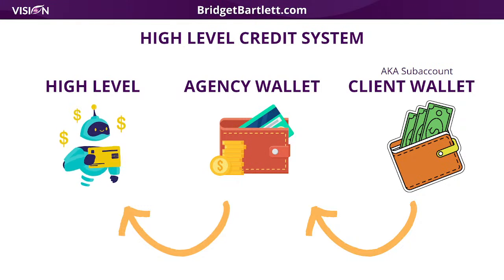Okay, so I created this graphic here to explain the HighLevel credit system. If you're on the HighLevel SaaS plan, you have the ability to rebill for email and text credits. If you are on the unlimited plan, that's not the SaaS plan, you still have the ability to do that, but on the SaaS plan, it automates this process, okay?